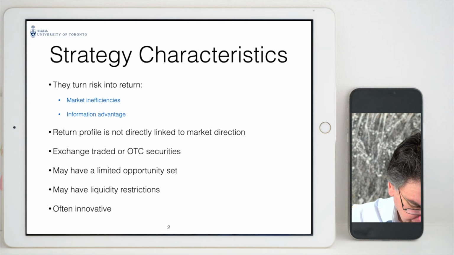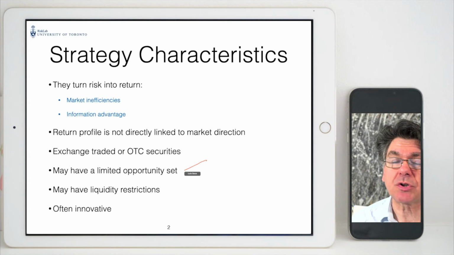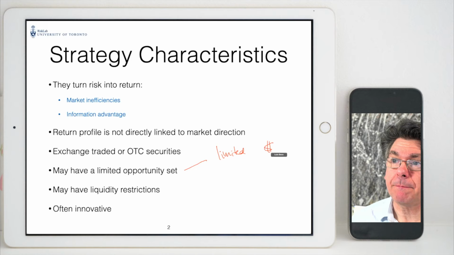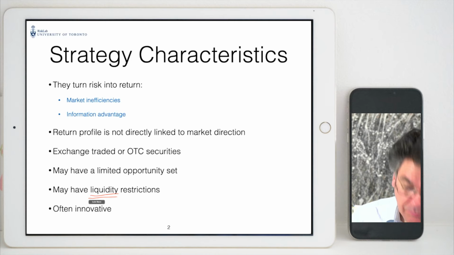They may have a limited opportunity set. Okay. Sometimes we will see that when we create some of these trading strategies, we can only trade a limited amount of dollars. They may be illiquid. Okay, they only trade every once in a while. An example is our snow fund. Our snow fund is illiquid.